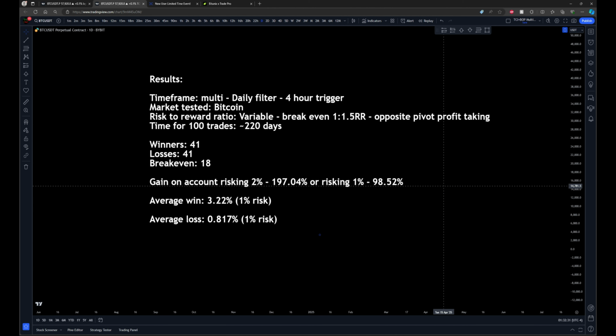So, but the average is what matters, right? So we have that 3.2% average and that 0.8 average over a series of 100 trades. So this is worth taking a look at, doing some more testing. And so let's talk about the improvements. We'll even pop it up on the screen, show you what it would look like.